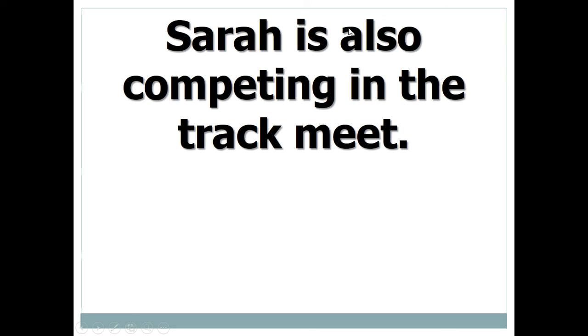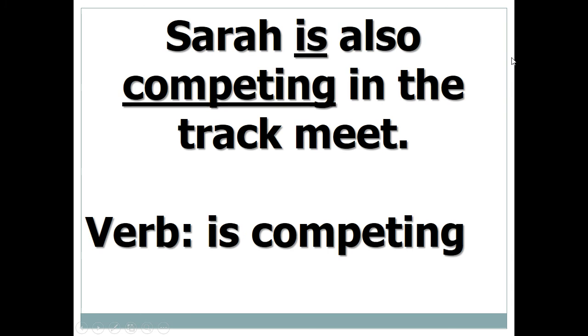Well, the tricky part about this problem is the word also. The word also is actually not part of the verb phrase. This is actually called an adverb. We're going to study those a little bit later this year. And so if I were to ask you what is the verb phrase in the sentence, you should just say the words is competing. It's possible that sometimes you might have an adverb going in between the verb phrase, and that's okay. You just realize that that's an adverb. We're going to talk something more about that later on this year. But the verb phrase would just be the words is competing.